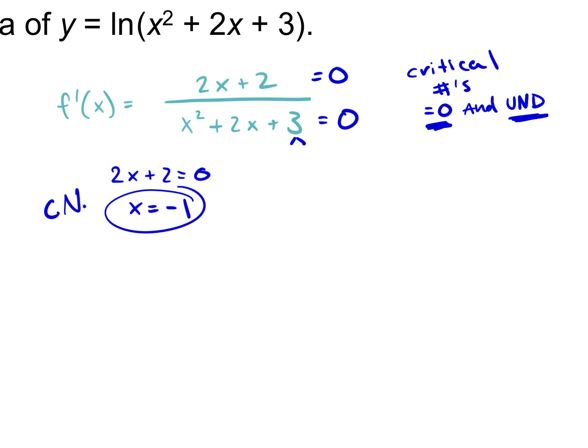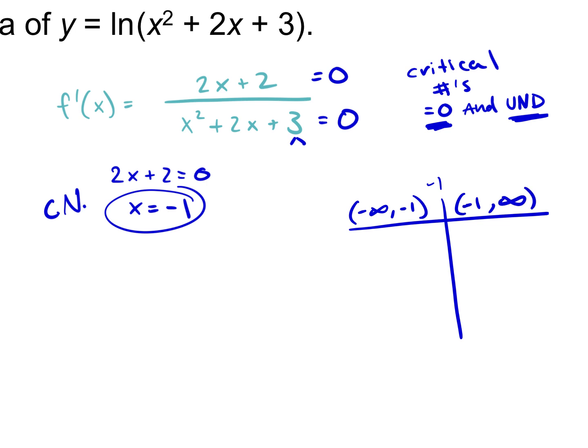Let's figure out if it's a relative max or min. So I'm going to draw my little chart. So from -infinity to -1, and from -1 to infinity. So we could plug in something like -2. So we're plugging that into our derivative to see if it's positive or negative.